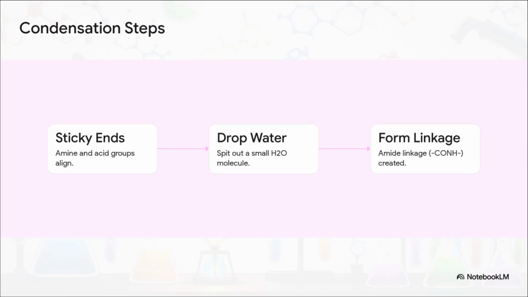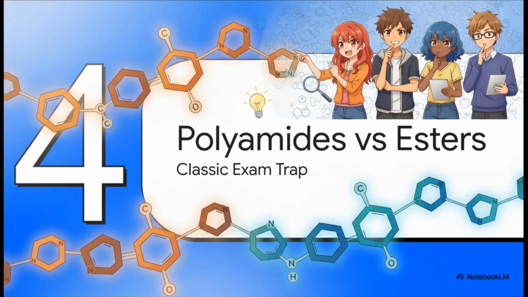And finally, step 3, because those atoms just left, the remaining carbon and nitrogen are forced to bond together, creating a brand new chemical bridge. And there it is, the amide linkage, written as -CONH-. Moving right along to Section 4.